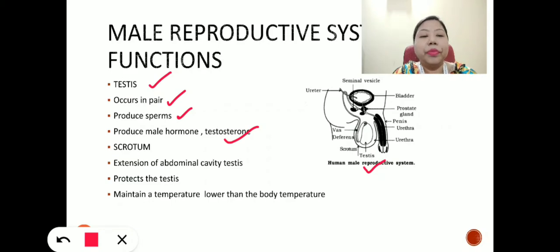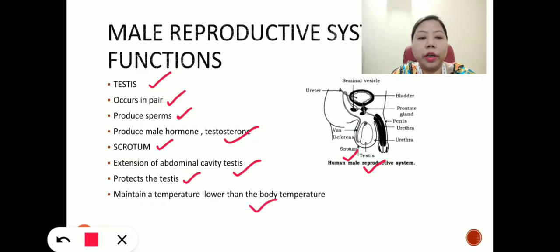Yes. So the next component is the scrotum. What is the scrotum? Here you can see a sac-like structure inside which the testes is present. That bag-like structure is called the scrotum, and its function is to protect the testes, and it is the extension of the abdominal cavity. It protects the testes, and it also helps in maintaining the temperature lower than the body temperature.